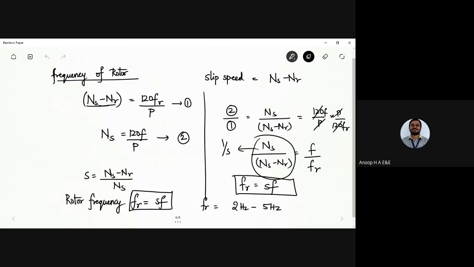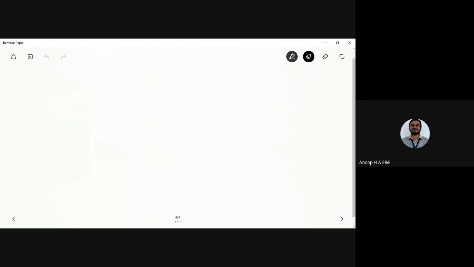Now we'll go on to the numerical problems with this approach of understanding slip and its importance. Let me start with numerical problems on three-phase induction motor.